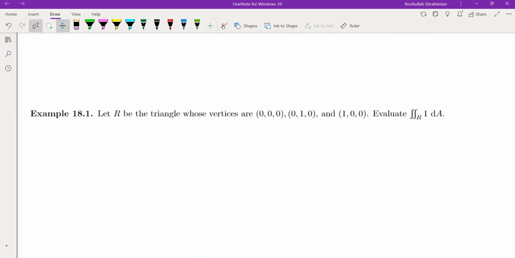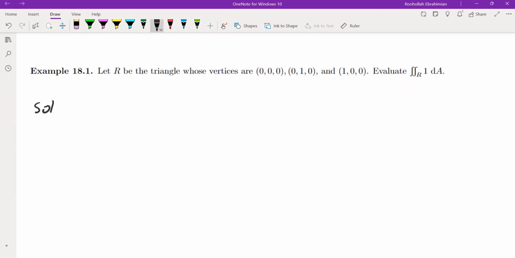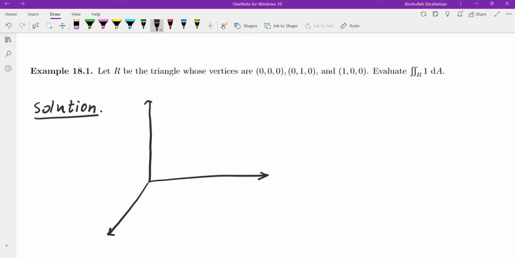Let's look at a pretty simple example. The first example we're going to do is, given a triangle in the xy plane with vertices (0, 0), (0, 1), and (1, 0), we want to evaluate the integral of 1 over this region R. So this is R, and that would be our base, and we want the height to be 1 because the integrand here is going to be the height. So we want to evaluate this integral.